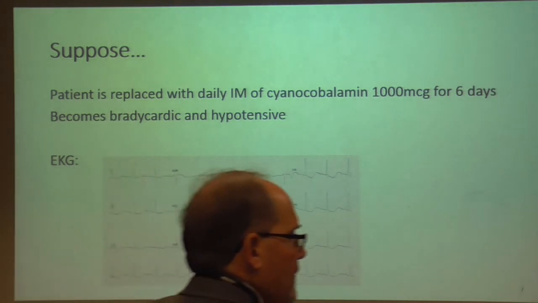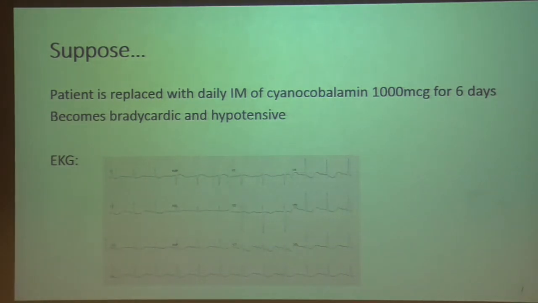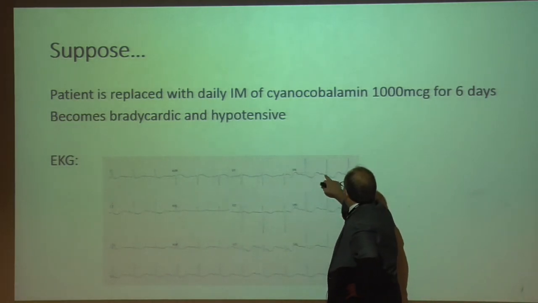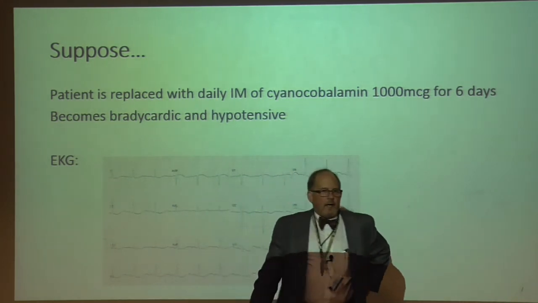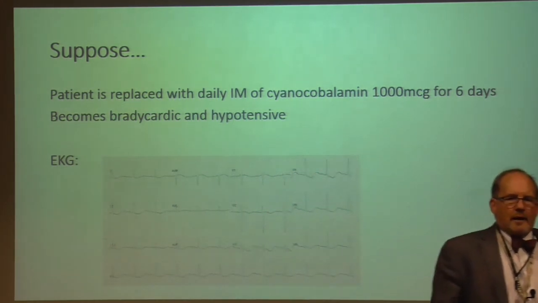So suppose there's a couple people my age in the room, and the younger folks haven't seen this or done this, but this is an important case. The patient that I described, who's 52, is replaced with daily IM cyanocobalamin, 1,000 micrograms for 6 days. The patient becomes bradycardic and hypotensive. And I want you to look at the EKG, which doesn't project really well. What I want to draw your attention to are these flipped T waves and prolonged QT.